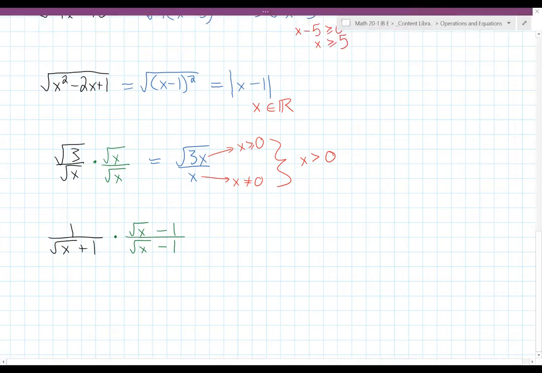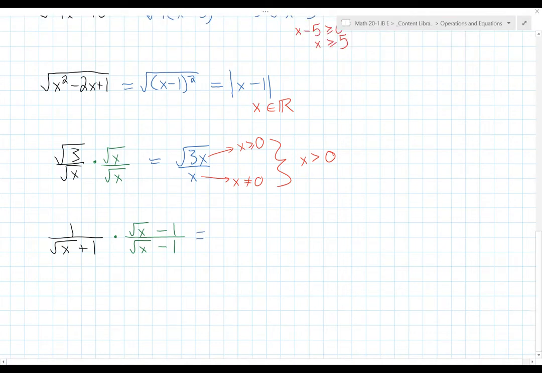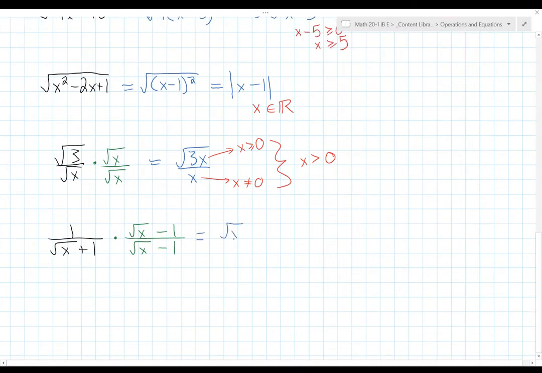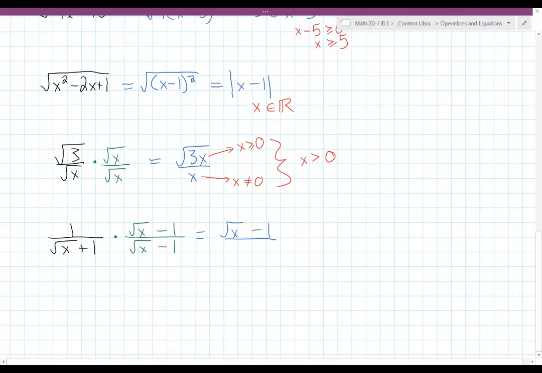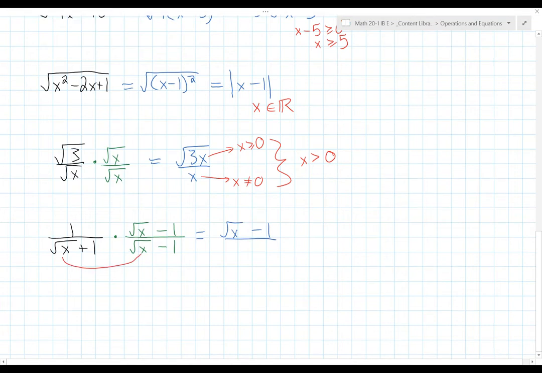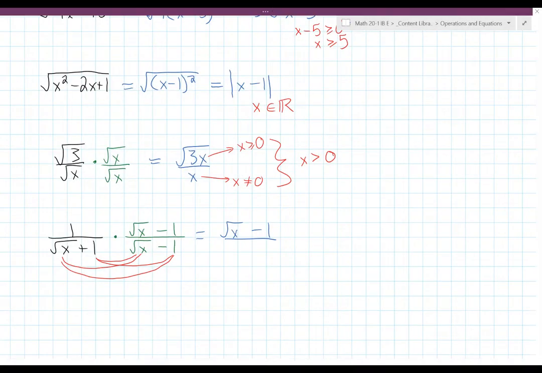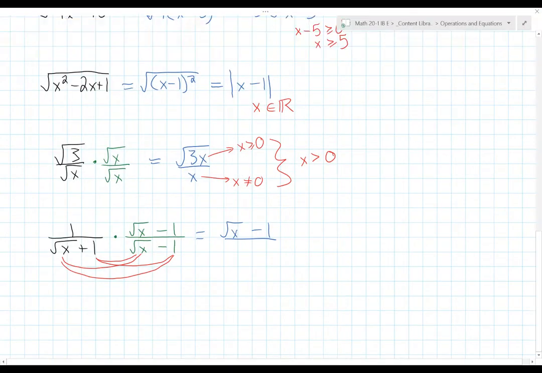Now in the numerator, that distributes: 1 times root x minus 1 is root x minus 1. In the denominator, because I'm now multiplying a binomial times a binomial, I have 4 multiplications to do. Root x times negative 1 and 1 times root x are going to cancel each other out, because I'll end up with negative square root of x plus the square root of x. So the only 2 multiplications that actually matter here are root x times root x, which gives me x, and 1 times negative 1, which gives me negative 1. So this is my simplified fraction.